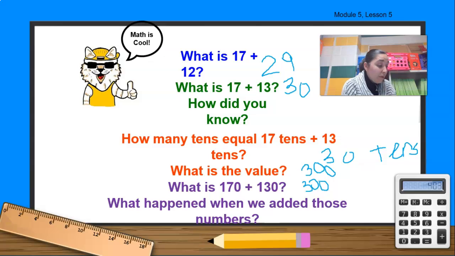Yes, if you said that we made a new 100, just like when we added 17 to 13 and we made a new 10, you're right. We composed a new 100. Great job thinking, boys and girls.